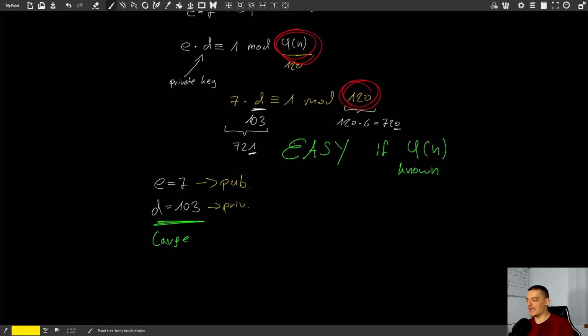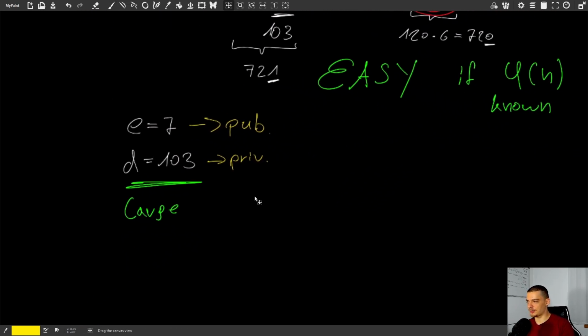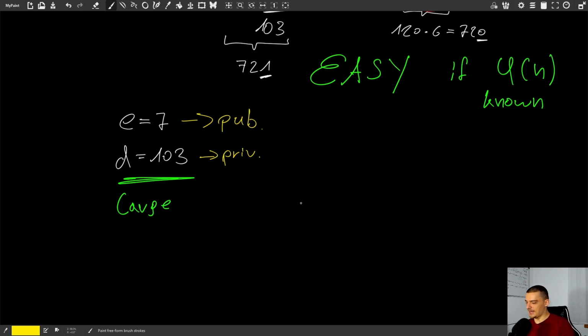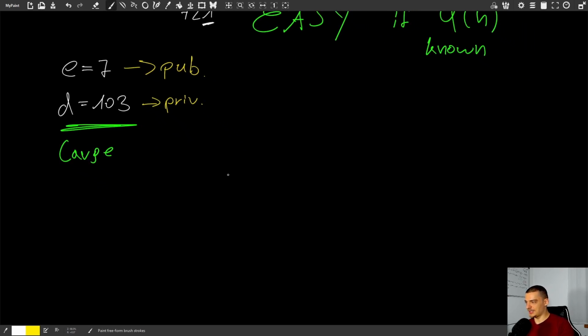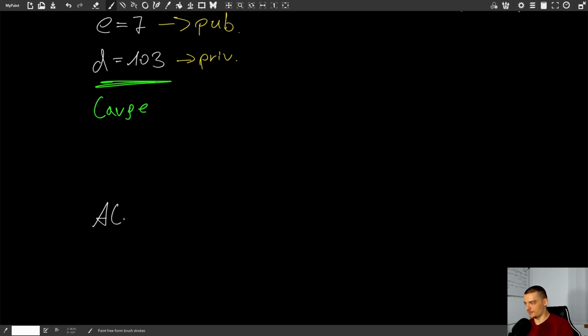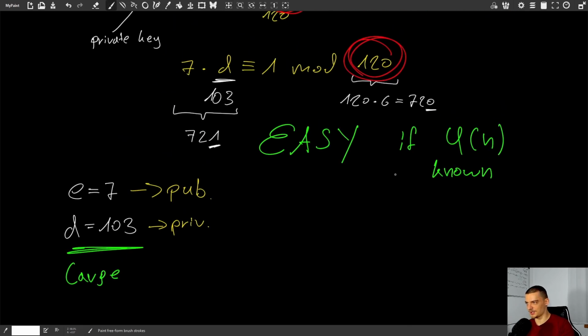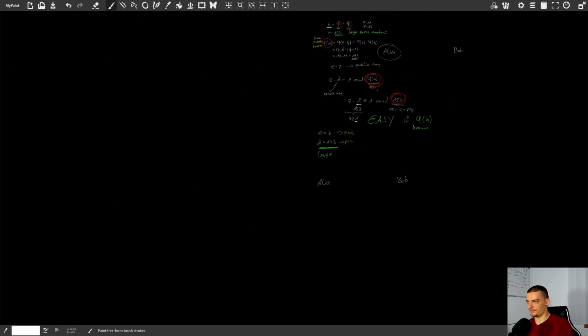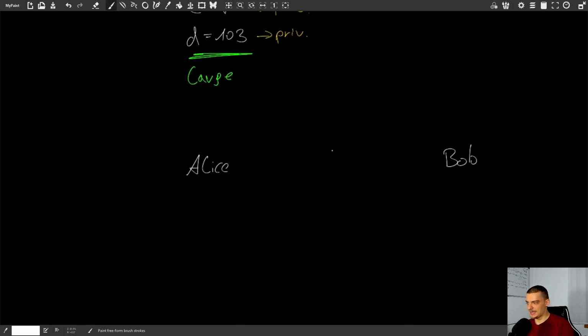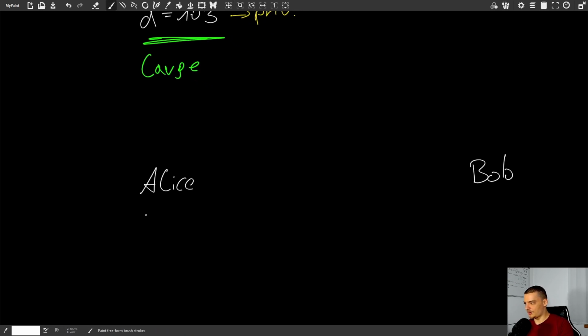Now, how do we actually use these keys to encrypt and decrypt something? And to explain that, I'm just going to use, again, let me just re-sketch Alice and Bob down here. I don't want to use the sketch from above because there's so much stuff here. So we're going to continue down here. Alice and Bob are going to communicate now. Alice has a public key of 7 and a private key of 103. And she wants to send a message M to Bob. And let's say this message M is, we're also going to use a number.